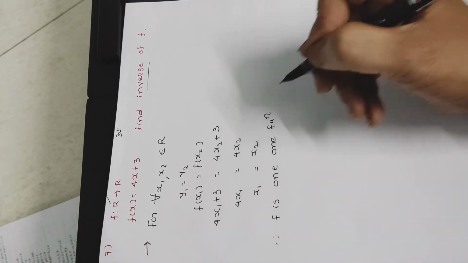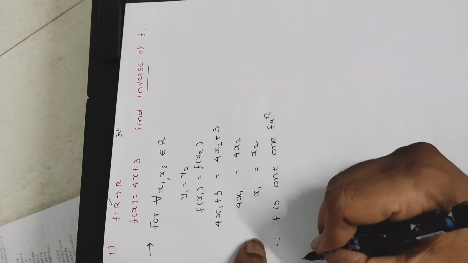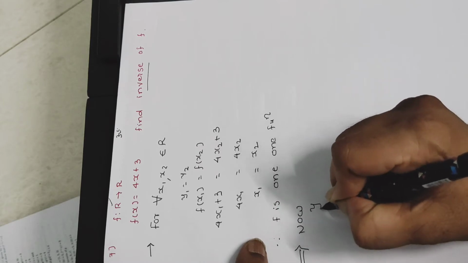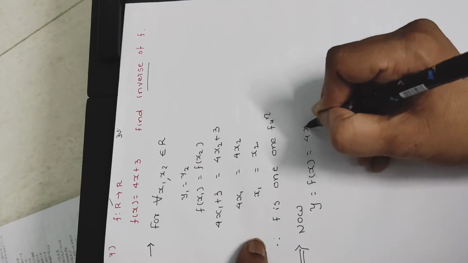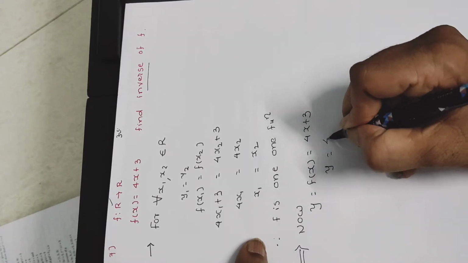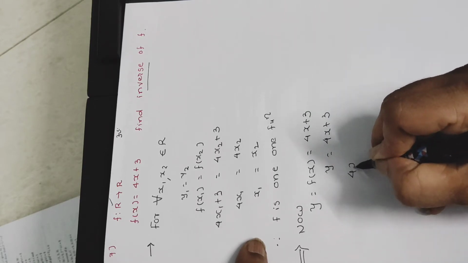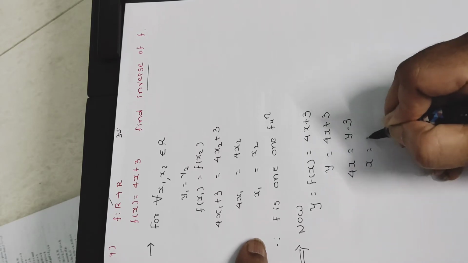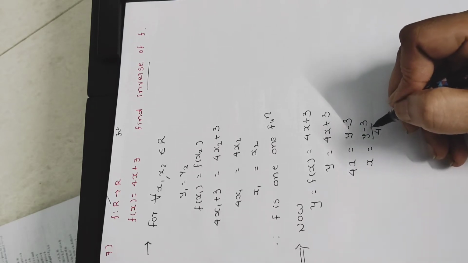Now for inverse, second step is we have to prove it is onto function. So now y is equal to f(x) is equal to 4x plus 3. Here the subject is y. I am going to make x the subject. So 4x is equal to y minus 3. So x is equal to (y minus 3) by 4.